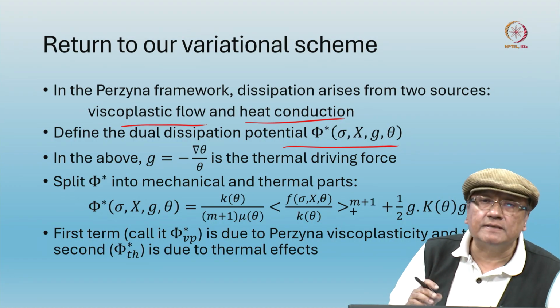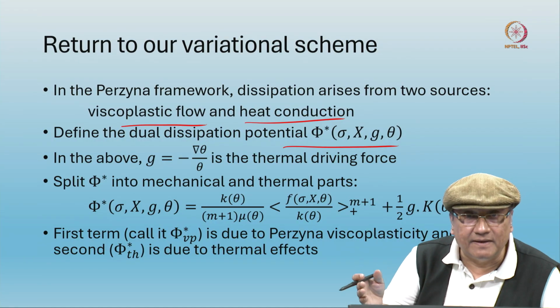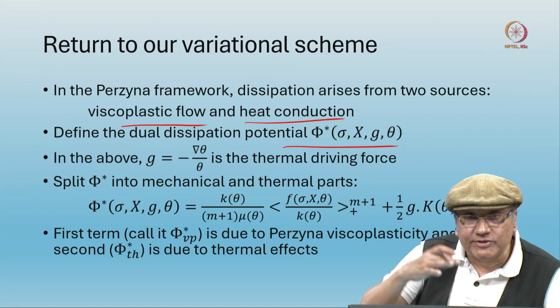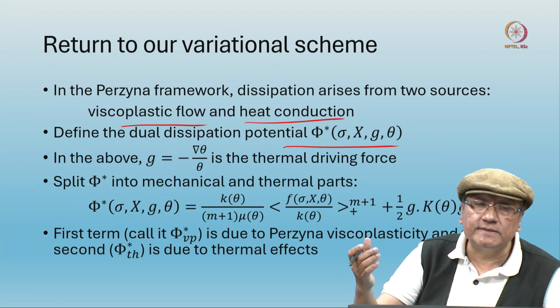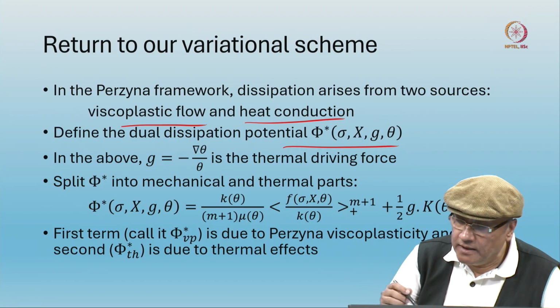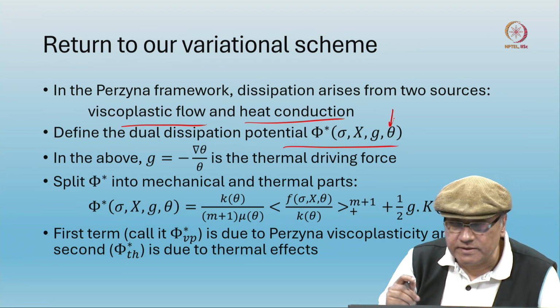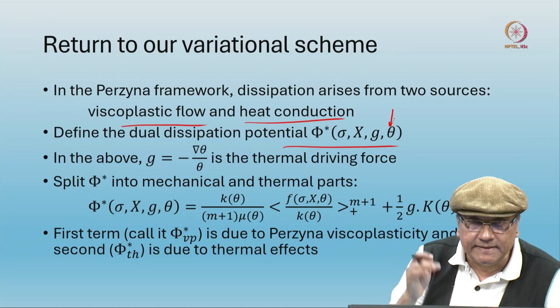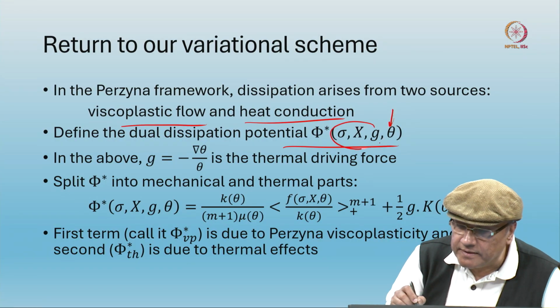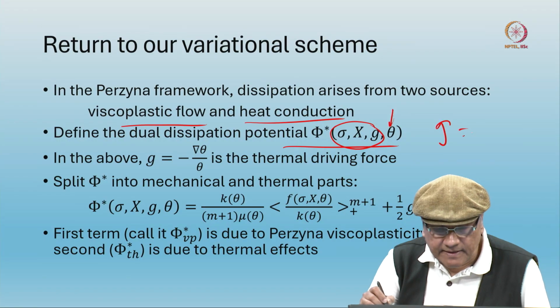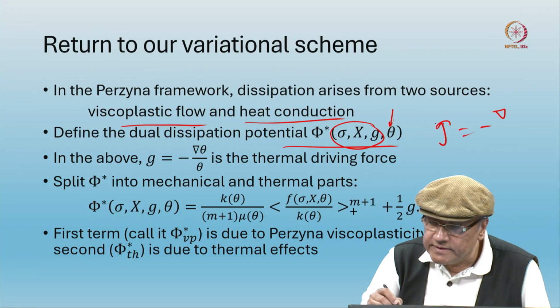Think of this phi star now not just as a function of sigma, but also a function of x, which are the extra thermodynamic forces that will arise because of the hardening, and also a function of g. Theta is not directly forcing anything. So basically these three are the quantities of interest. G is what? G is basically minus, sorry, this is G.